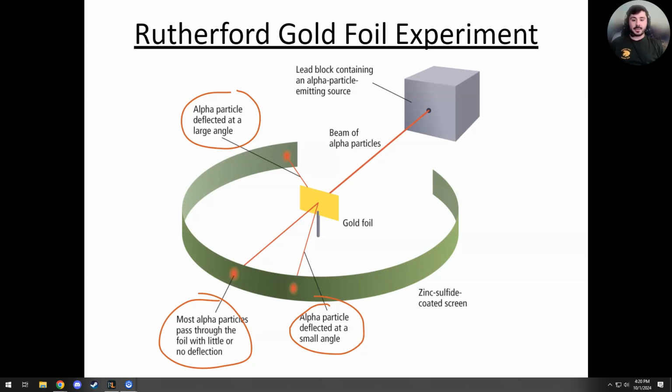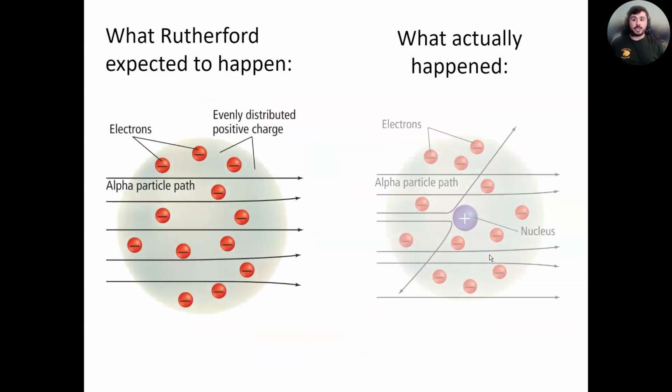And so after he noticed that the alpha particles were deflecting in such a wild manner, he came to the conclusion that there is this thing that is called the nucleus, right? This dense, centrally located, positively charged nucleus in the center of an atom.